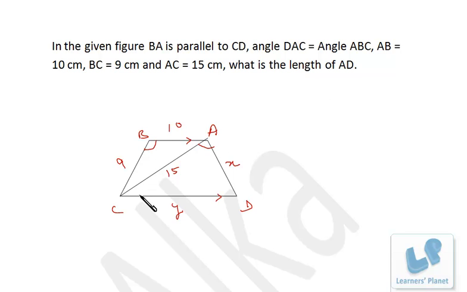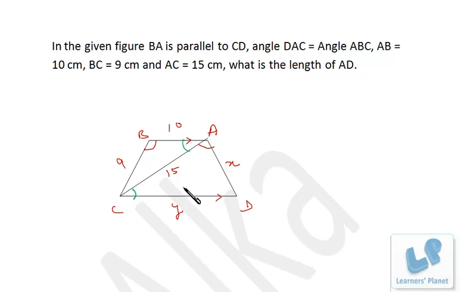Now since AB is parallel to CD, that means this angle will be equal to this angle, right? Alternate angles. Now this angle is equal to this angle and this angle is equal to this angle. That means triangle ABC is similar to triangle ACD, right? It is AA similarity because two angles are equal. If two angles are equal, obviously the third angle will also be equal. So we say it AA similarity, right? So this angle is equal to this angle being alternate angles, and this is already given, right?